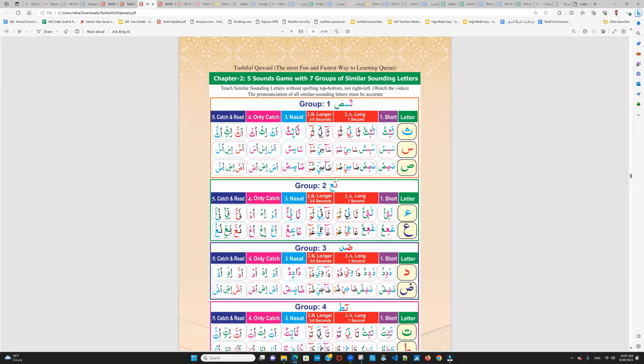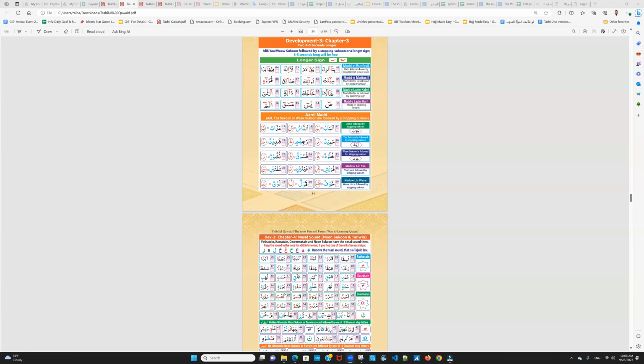No other Qaida book covers this lesson. Another interesting thing, this lesson will be without spelling. Our goal is that a student will have an idea from now, slowly, of how to recite without spelling. They are going to learn a little bit from here. Until level 4, students have done exercises of short sound and 1 second long.